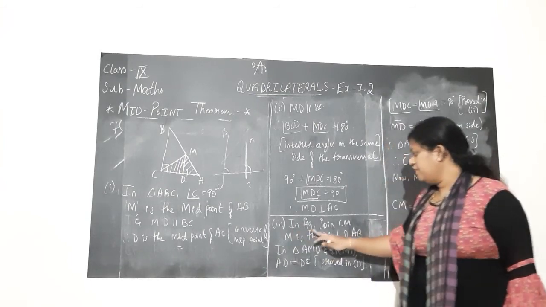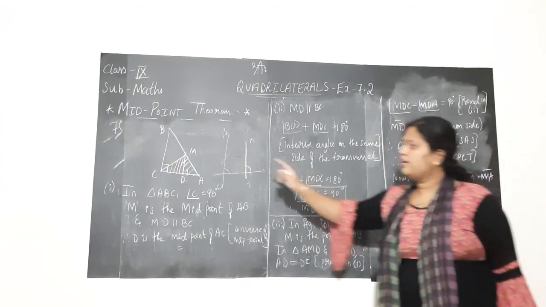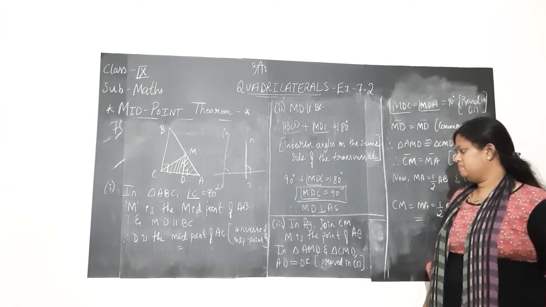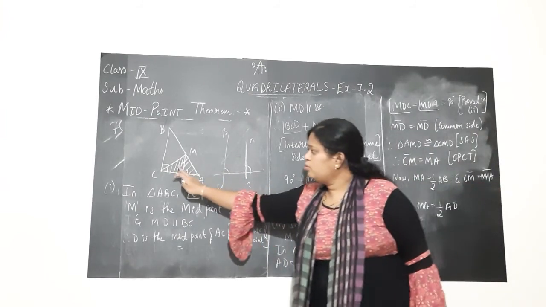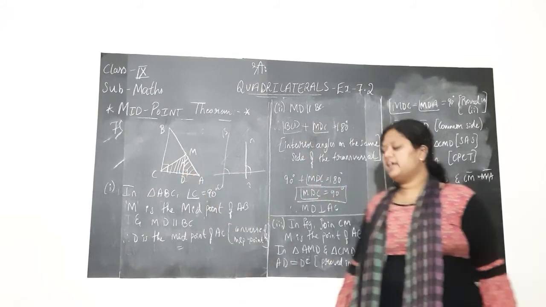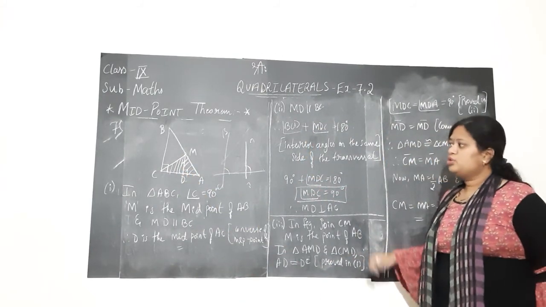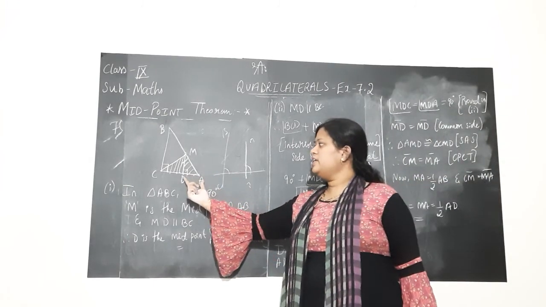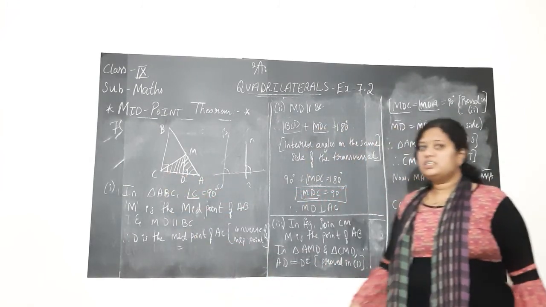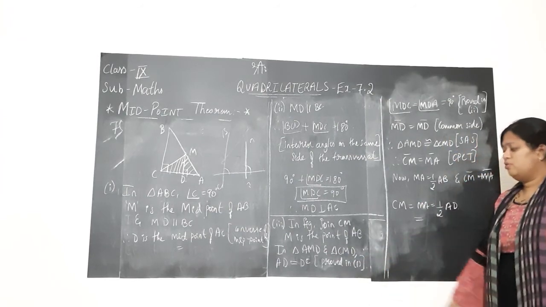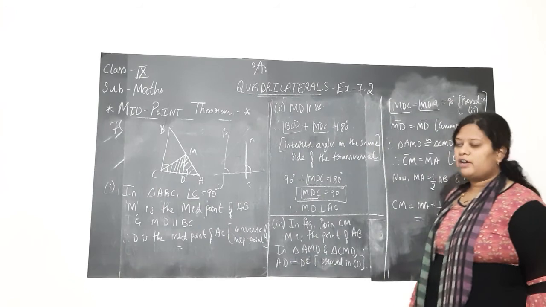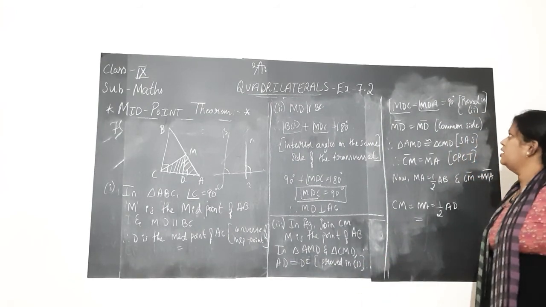So in the figure, join CM. We joined CM and M is the midpoint of AB. Now we got two triangles, triangle AMD and triangle CMD. In those two triangles, children, AD is equal to DC. How can you say? We proved in one that D is the midpoint of AC. So we proved in one.